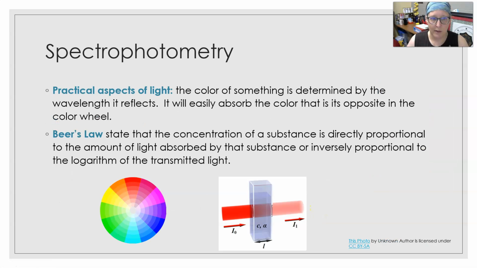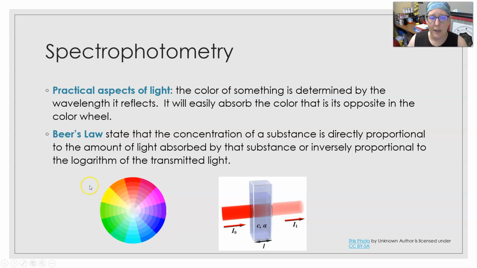So let's look at practical aspects of light. So the color of something is determined by the wavelength that it reflects. Okay, so if it's red, it reflects red and absorbs all the other wavelengths. Okay, it will very easily absorb the color that is its opposite in the color wheel. So I have the color wheel here for you. So for example, if the chemical reaction in a cuvette is yellow, then it will absorb the blue end of the spectrum the most right here. So if it's yellow, it will absorb blue the most.